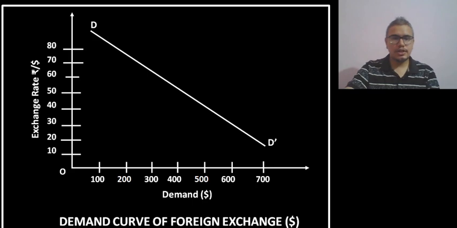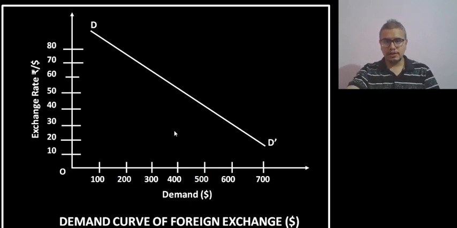Fine. So there is an inverse relation between the two, that is, the demand for foreign exchange or foreign currency is inversely related to the exchange rate. Whenever exchange rate reduces, we will be demanding more, and whenever exchange rate is increasing, we will be demanding less of foreign exchange.